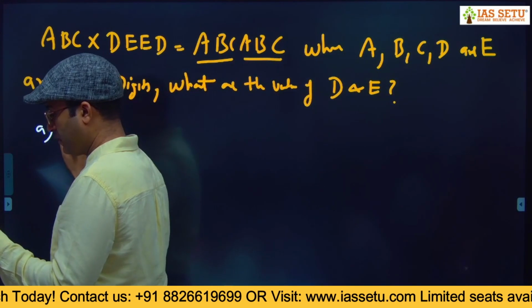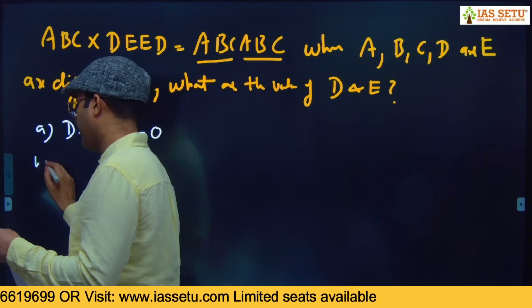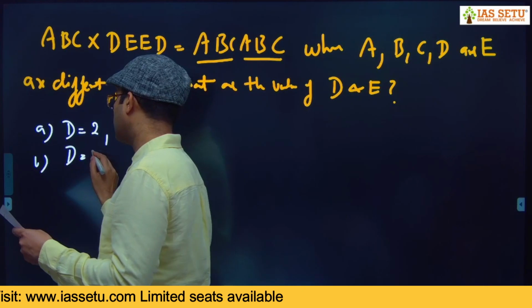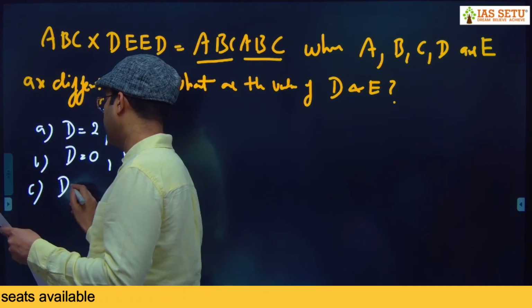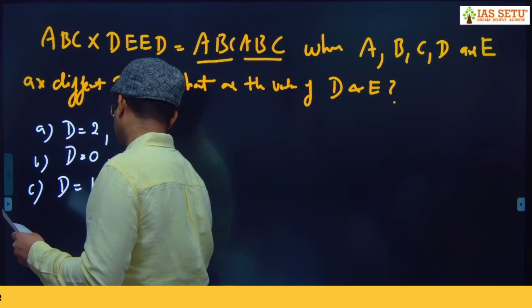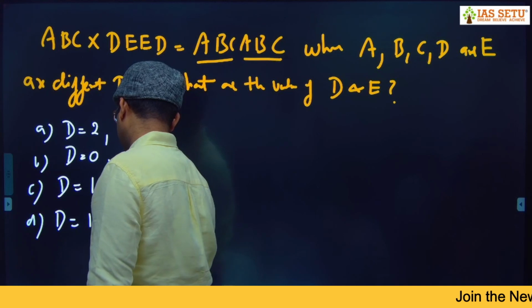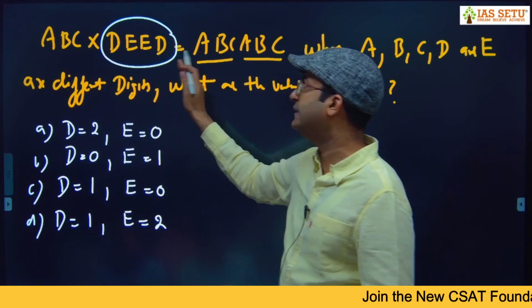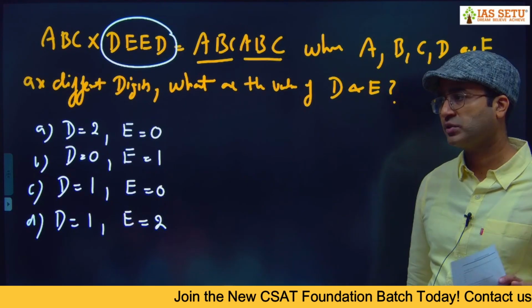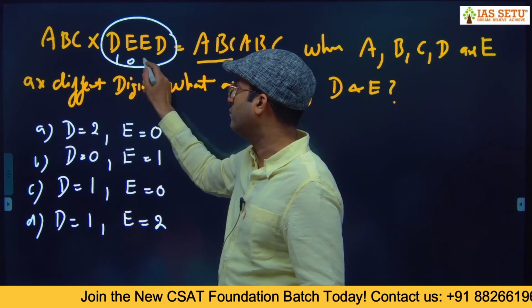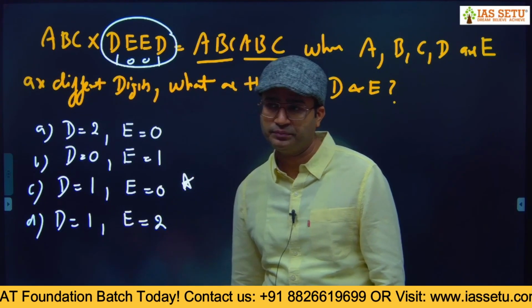Answer options given. D is equal to 2, E is equal to 0. Next option, D is equal to 0, E is equal to 1. Next option, D is equal to 1, E is equal to 0. Next option, D is equal to 1, E is equal to 2. What does DEED represent in this question? 1001. Fixed 1001. So D is 1, E is 0. So our answer is C in this question.